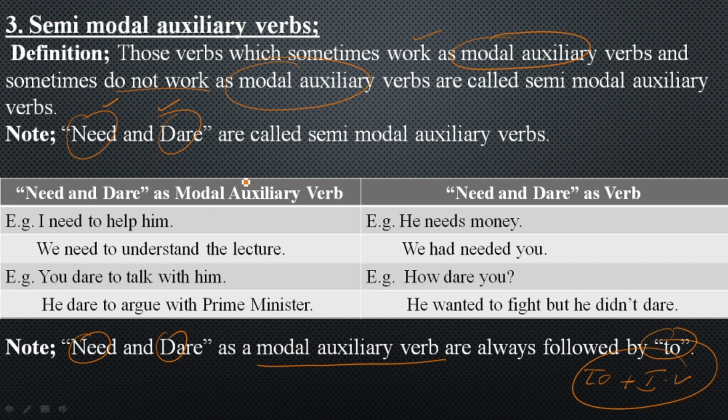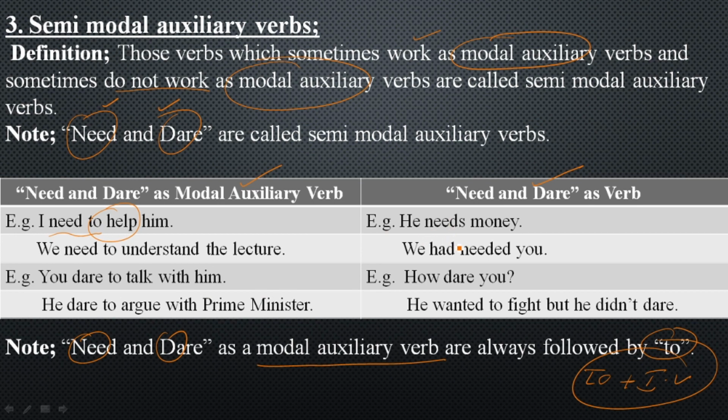Now need and dare as a modal auxiliary verb and as a simple verb, how you are going to use them. I need to help him. Here need is your modal auxiliary verb and it is followed by to plus the first form of the verb. I need to help him means it is used as should. I should help him. It gives the meaning of should, but here it is followed by to plus the first form of the verb.